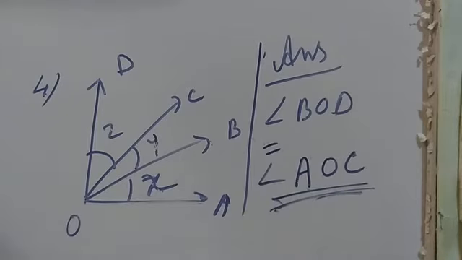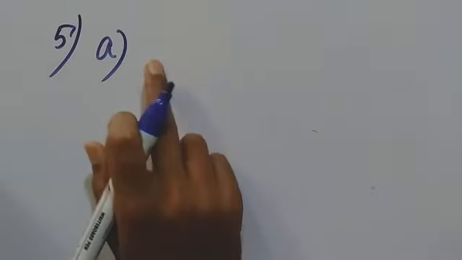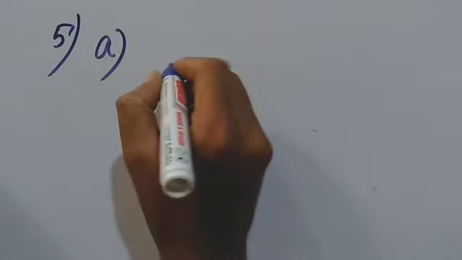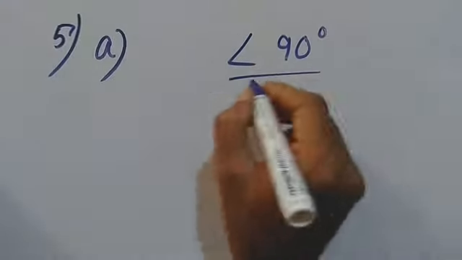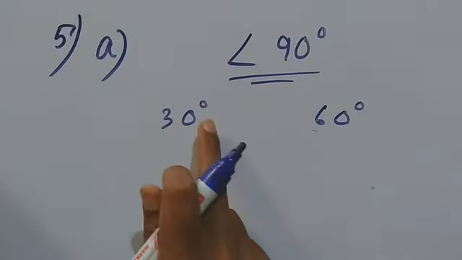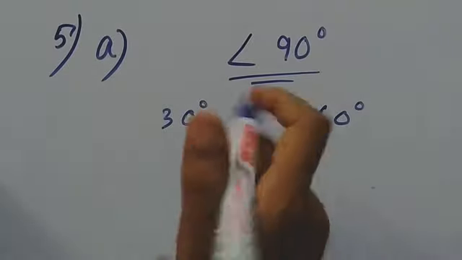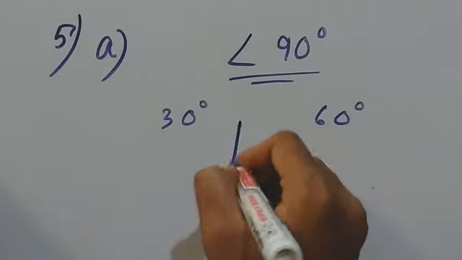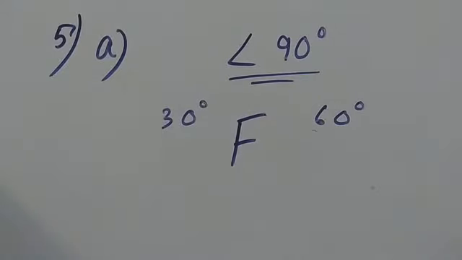Now question number 5. True or false? Two acute angles are always congruent. Acute angle means always smaller than 90 degrees. So smaller than 90 degrees means you can write 30, and you can write 60 also. See, these two are acute angles, but these two are not equal. So question number A will be false. Two acute angles cannot always be congruent. So the answer will be false.